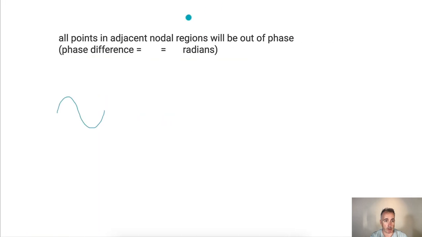Now, we've got another situation. How about adjacent nodal regions? What does that mean? Well, let's say from here to here and here, this is a node and another node and another node. What we're talking about is adjacent nodal regions, which means we're looking at these points compared to these points. The phase difference between these ones right here is going to be the opposite of this. So it's going to be 180 degrees, which even better is to talk about radians.